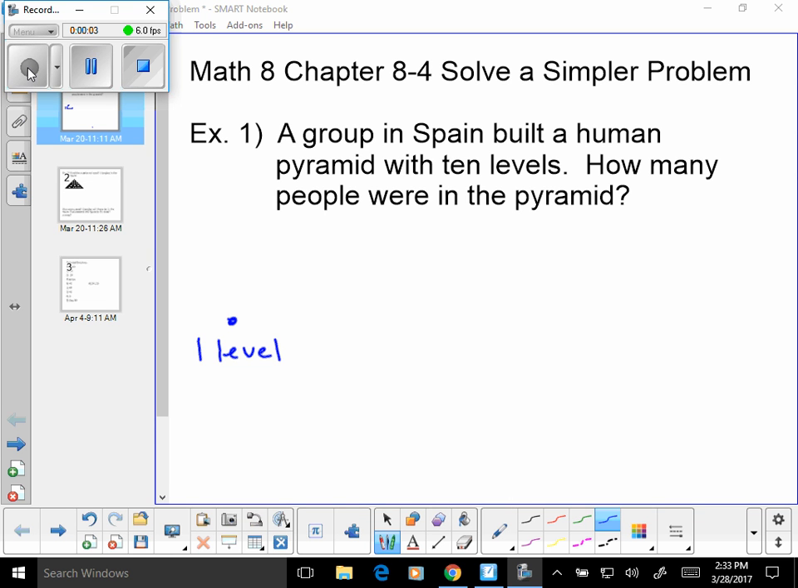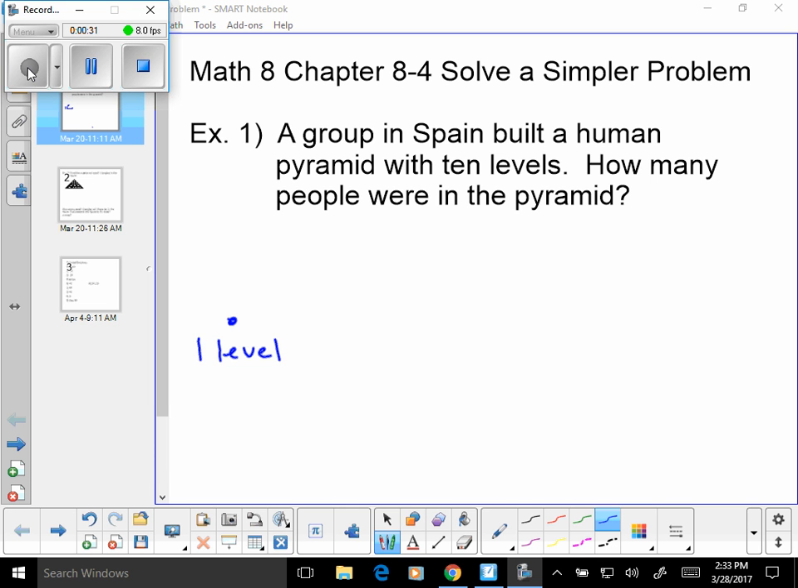Okay, class, today we're going to be moving on to lesson for chapter 8.4, which is solve a simpler problem. This is a strategy that we have talked about before, and of course it's in addition to all of the other strategies that we have worked on in prior chapters. In this particular problem, it says that a group in Spain built a human pyramid with 10 levels. How many people were in the pyramid?